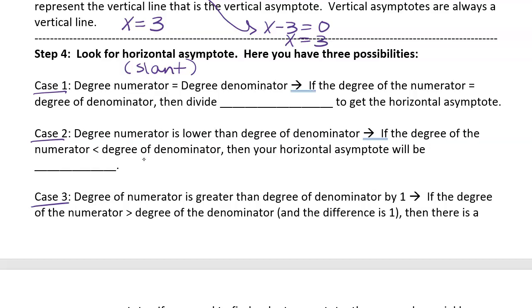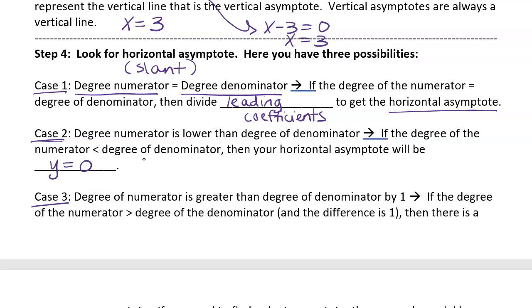So for case 1, if the degree of the numerator is the same as the degree of the denominator, then what you do is you divide your leading coefficients. And that will give you your horizontal asymptote. All right. Case 2: the degree of the numerator is lower than the degree of the denominator, then your horizontal asymptote will be y equals 0.